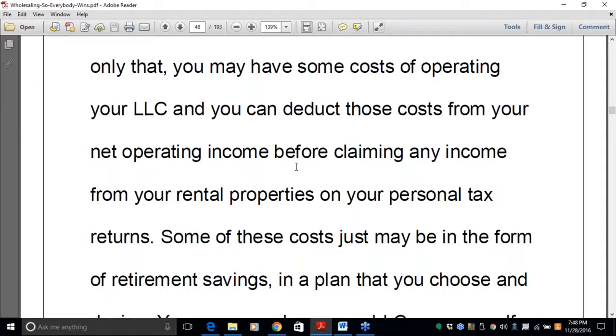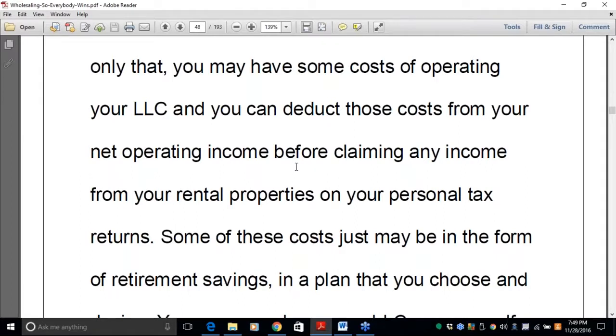So what that means is passive income, you don't pay Social Security tax on that. Passive income, you only pay income tax. You follow what I'm saying? So rental income, passive income, is the least taxed form of income at a personal level. Remember that. Passive income, you only pay income tax, not Social Security tax.